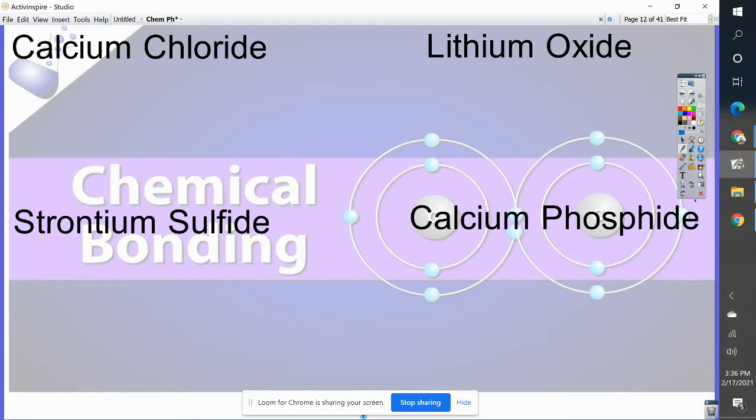All right, part two of instruction from 217, another e-learning day. So we're going to do a couple ionic compound Lewis structures as examples. So calcium chloride, remember calcium will be the metal. It's going to want to get rid of its valence electrons. Chloride is going to be the nonmetal. It's going to want to gain those electrons.